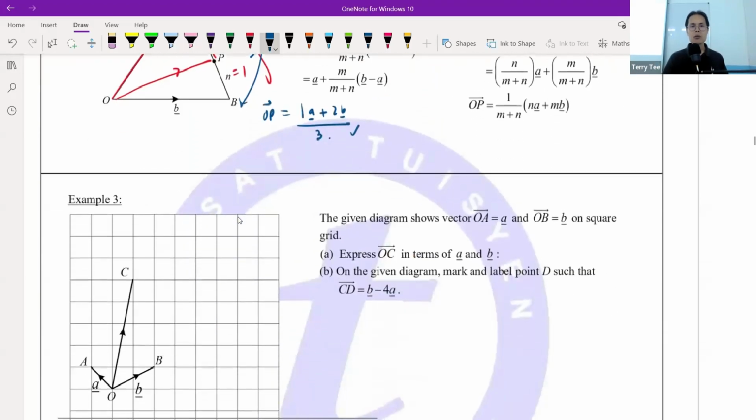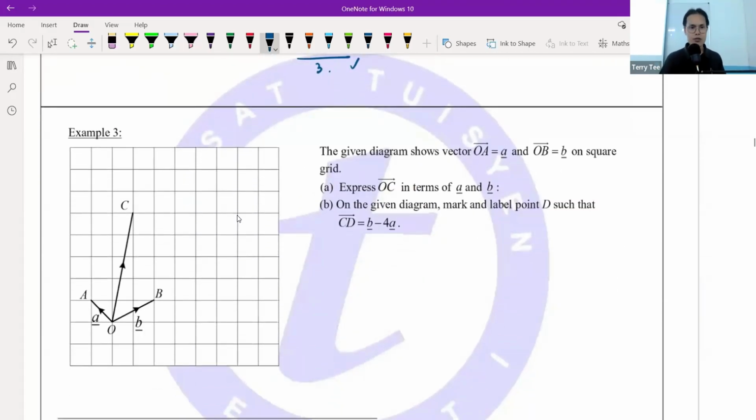Okay, let me look at one example. Now this one has nothing to do with the one above. It's just a drawing. We want to express OC in terms of A and B. So for me, I'll just draw like this. You can do A first, you can do B first, up to you. Maybe I do B first, B is easier. If I do 1B followed by A, it is going this way up.